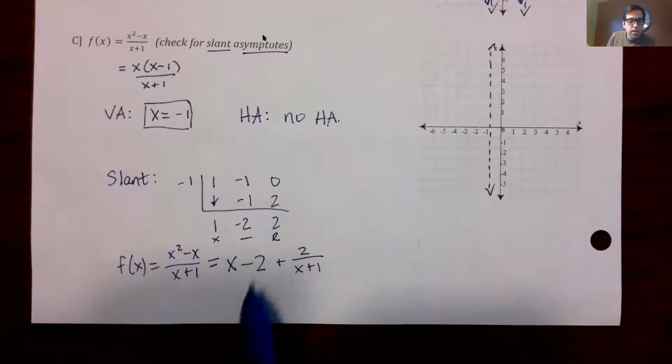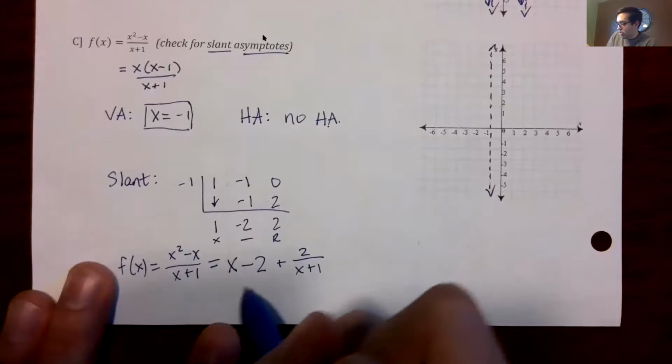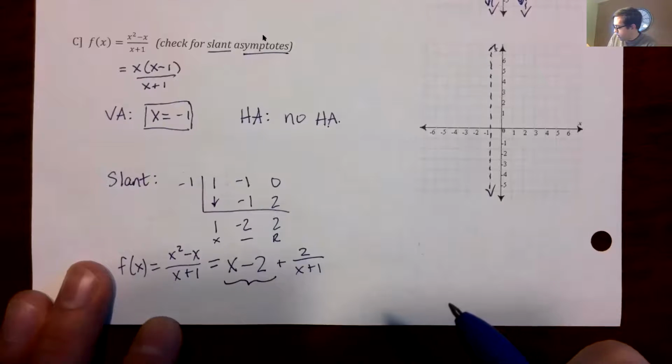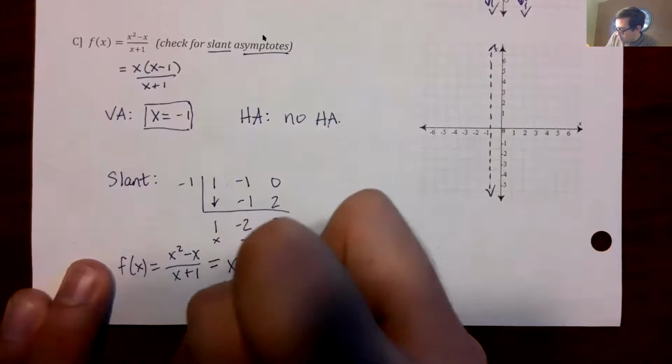Okay, so this divided by this equals this, right? So now think about what that statement said on the front was that the result, not including the remainder, is the slant asymptote.